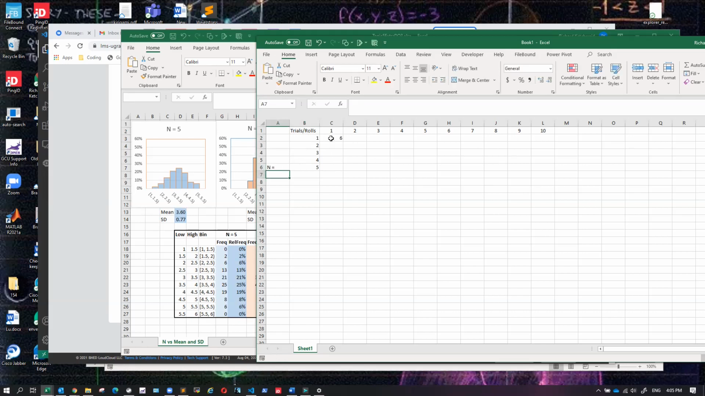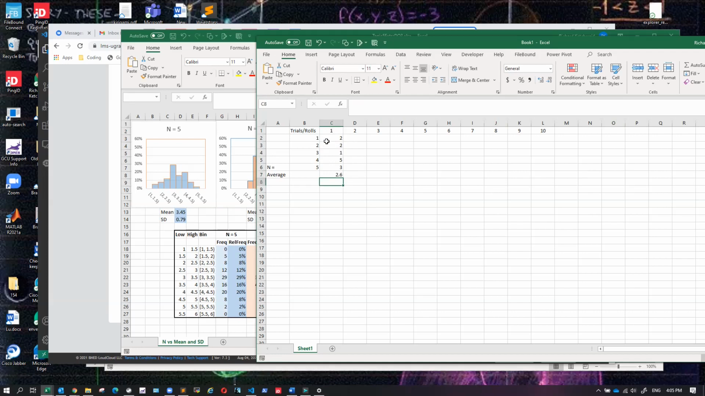Okay, so here in my first trial, I rolled 5 times. I got a 2, a 6, a 3, a 2, and a 3. That's what I got on those 5 rolls. Then I can put my average down here. Let's say equals average, and we're going to grab those rolls above. That time my average is 2.6.